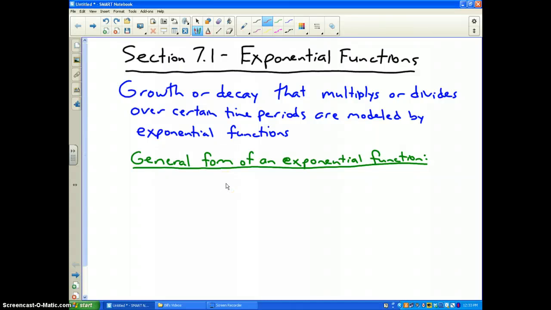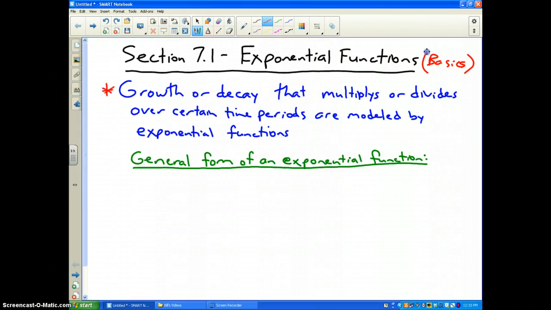All right, brand new unit, Unit 7. Unit 7 is on exponential functions. And in Section 7.1, this example video, we are going to talk about the basics of an exponential function. So make sure you take good notes.